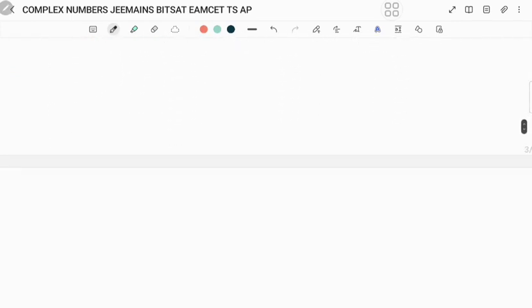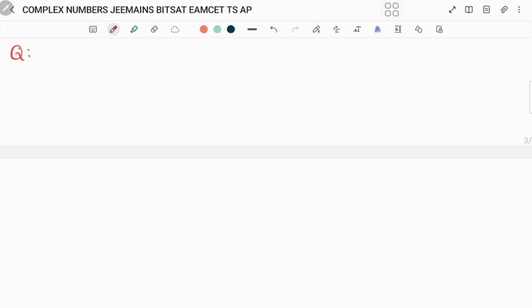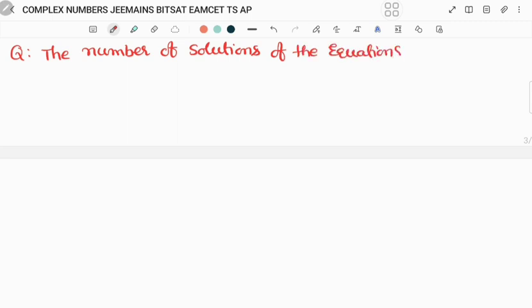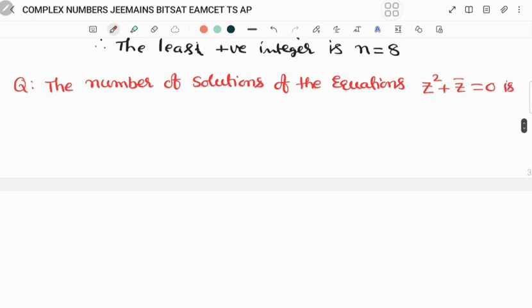We'll move on to another question. The next question: the number of solutions of the equation z square plus z bar equal to 0 is, options we have 1, 2, 3, 4.